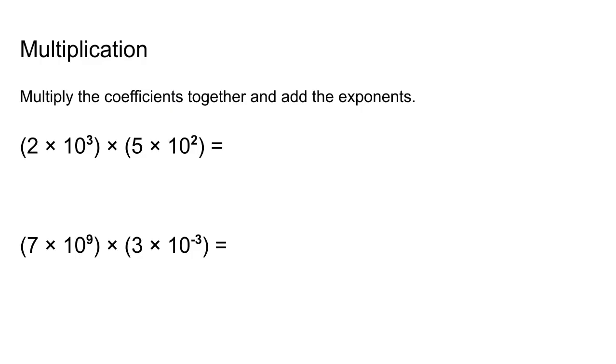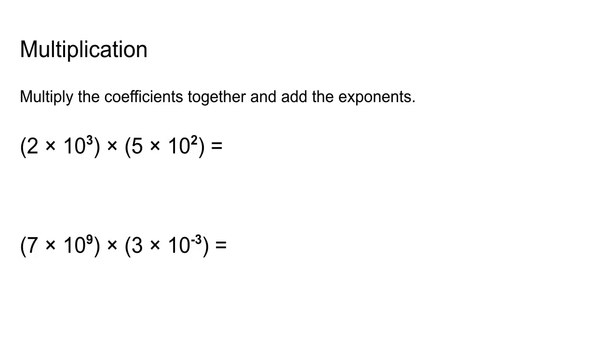Now let's talk about multiplying numbers in scientific notation. When multiplying numbers in scientific notation, multiply the coefficients together and add the exponents. So first we have 2 times 10 cubed times 5 times 10 squared.